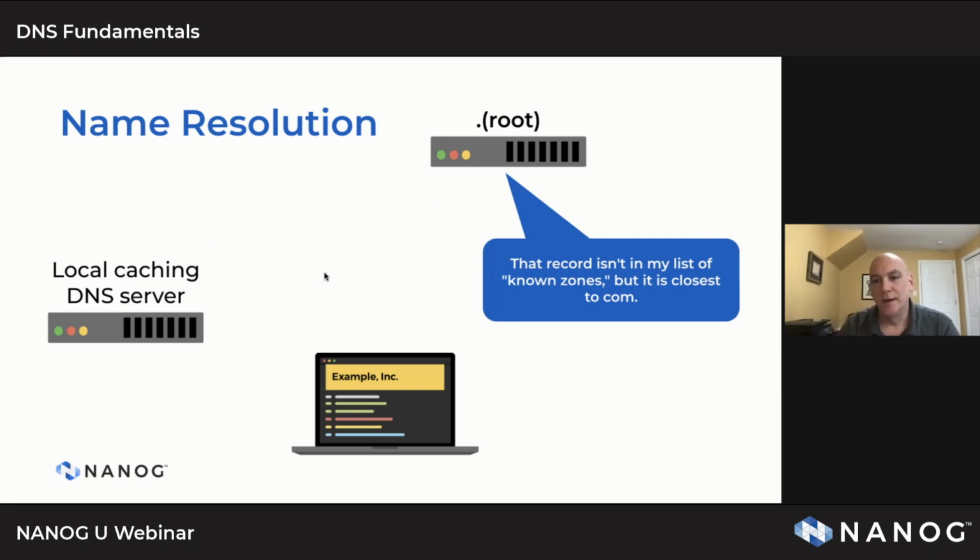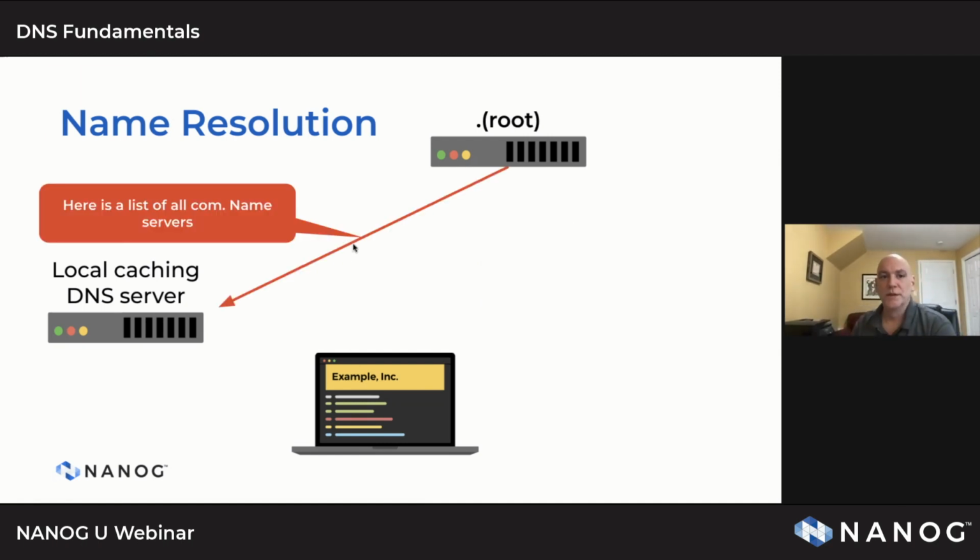Of course, root isn't going to know about example.com. All root is going to know about is com, in terms of what's applicable to the question that was asked. So what the root servers do, the one that you talk to, is send back a list of all the com name servers, right? Essentially, I don't know, but here's some information that will help you. In DNS terms, this is called a referral, okay?